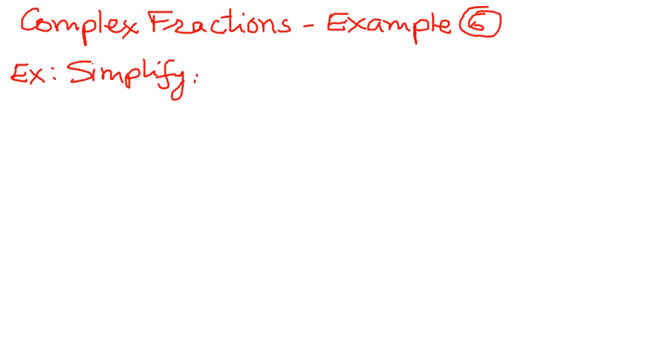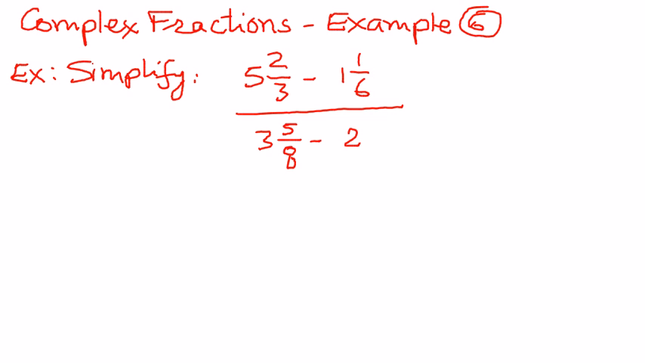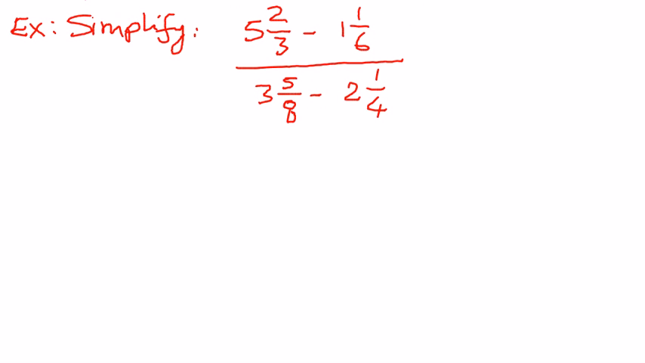this complex fraction. In the numerator, we have 5 2 over 3 minus 1 1 over 6, and in the denominator we have 3 5 over 8 minus 2 1 over 4. This is really a complex fraction. So let us see how we can break it down into simple steps and then try to arrive at an answer in a logical manner.